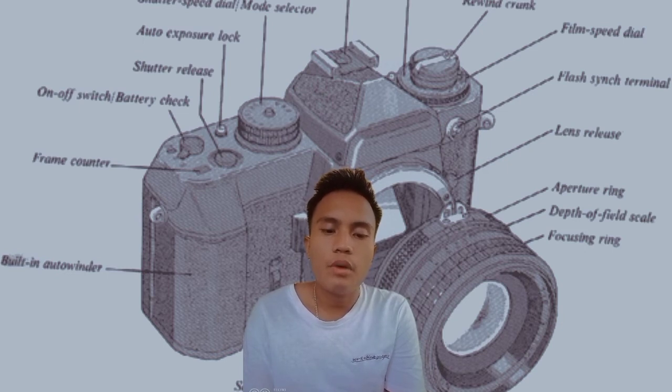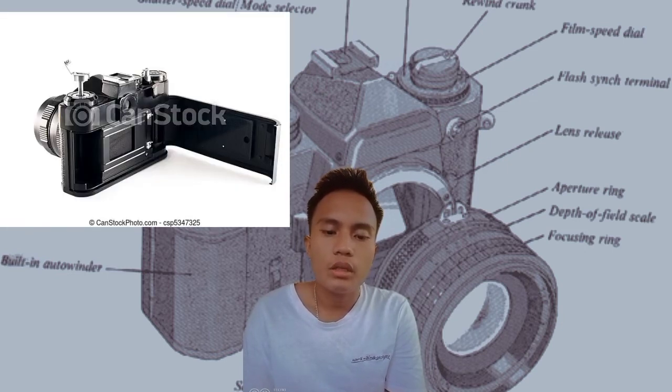Number seventeen is the back cover. The back cover protects the film and the shutter curtains and prevents light from exposing the film inside the camera.